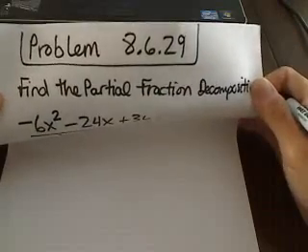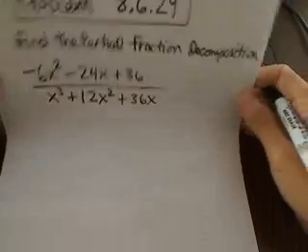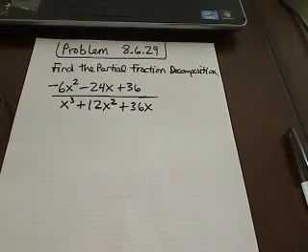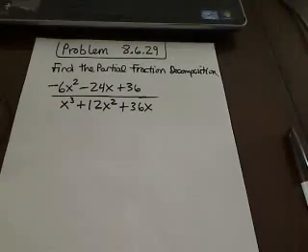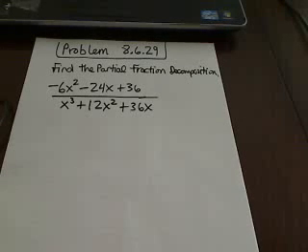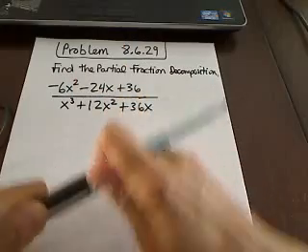Okay, so this is problem 8.6.29, and they ask us to find the partial fraction decomposition, and they're giving us negative 6x squared minus 24x plus 36 over x cubed plus 12x squared plus 36x. Okay, so when you're doing partial fraction decomposition, the first thing is you want to take a look at the denominator, and you want to make sure that the denominator is factored fully first.